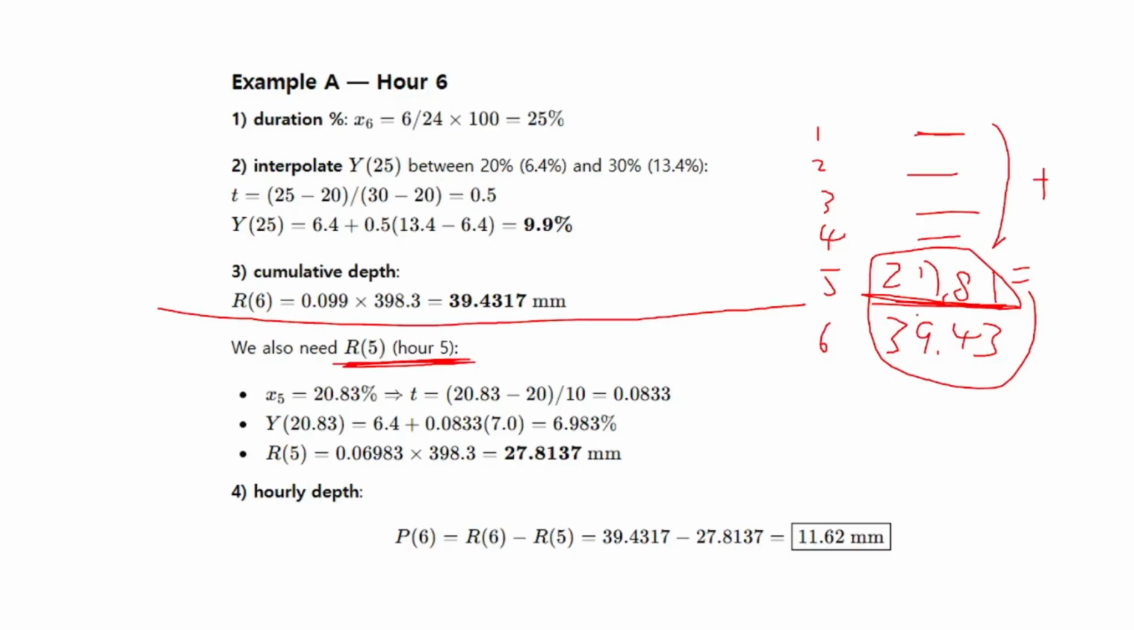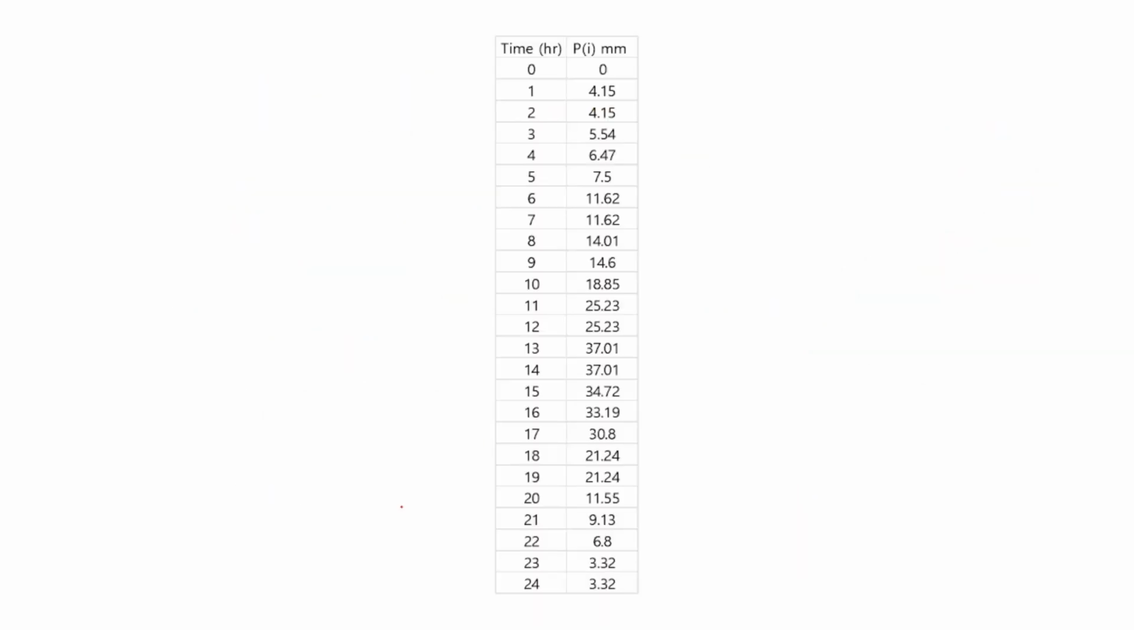So if we want to get the hourly value for hour 6, 39.43 is also the addition of all of these. Okay, so we have to subtract 27.8137 from this, so we can get the hourly value for hour 6. All right. And if you do that for all the hours, you get this table. Okay, so this is how you get the rainfall distribution table from the Huff method.